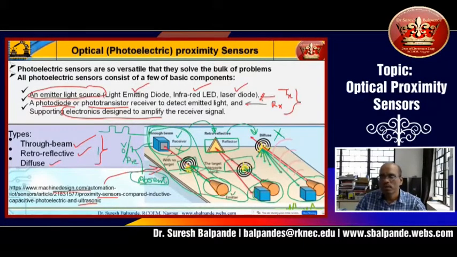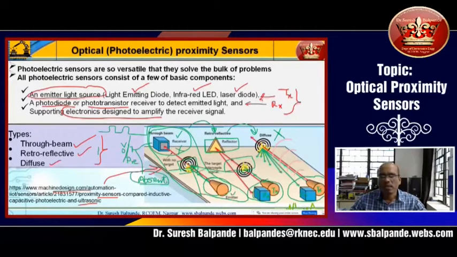So this blue color indicates the receiver, and this orange color indicates the transmitter. This is also transmitter, and this is receiver. Here also same thing, this is transmitter, this is receiver. So this is the basic arrangement you find in all these proximity sensors. And now we will try to understand each proximity sensor in detail.